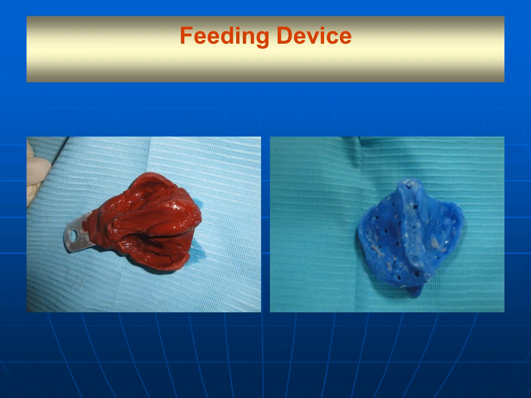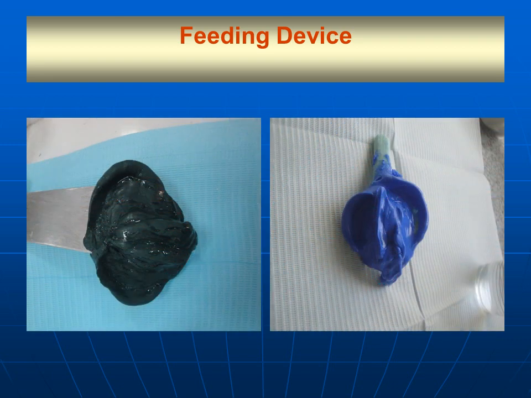As you see here, we used the handle of a metal stock tray as a tray to make the impression, and then we made an acrylic special tray, and we took the impression with medium body rubber base.